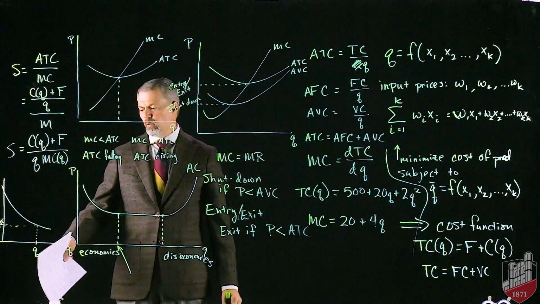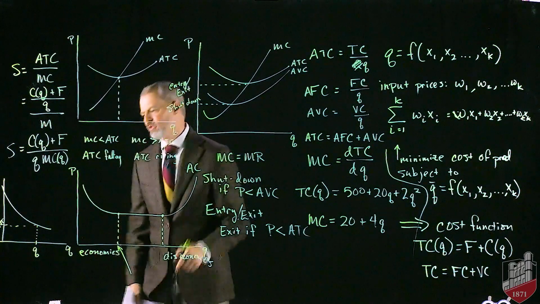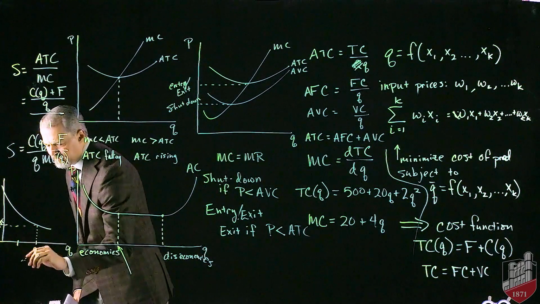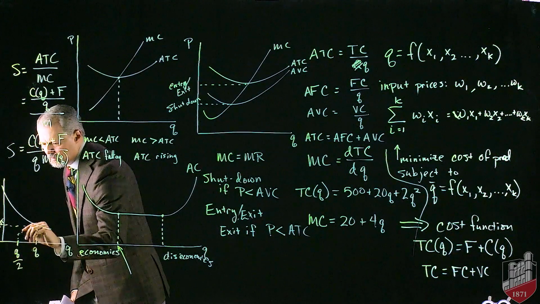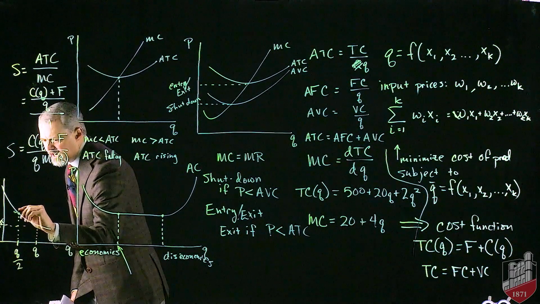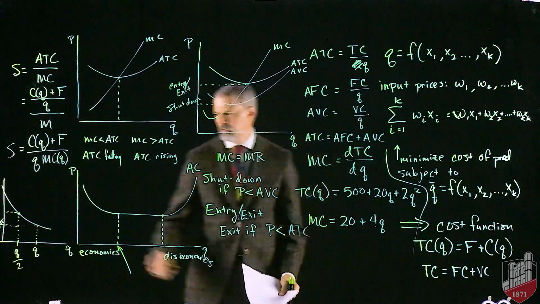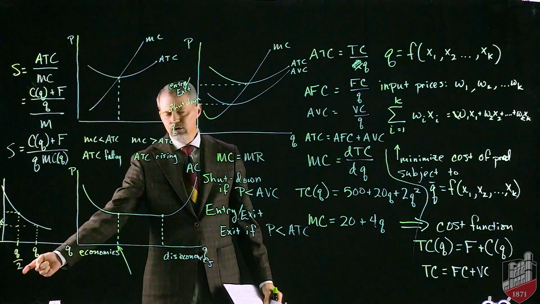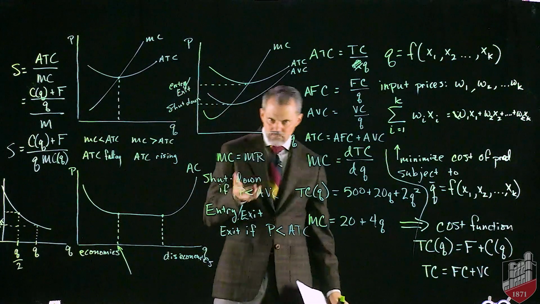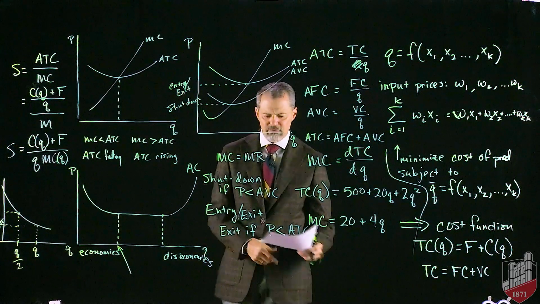If instead of one firm producing Q, let's suppose we had two firms, each producing half of that, then each firm would be producing Q over 2. And the problem would be that each firm would now have a higher average total cost. So one firm can produce the amount cheaper than two firms where the sum of what the two firms are producing is equal to what the one firm produced.